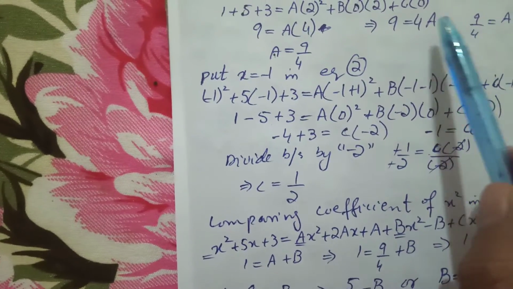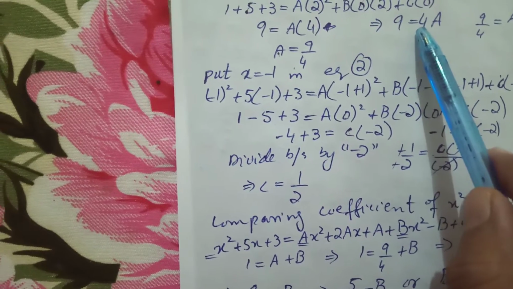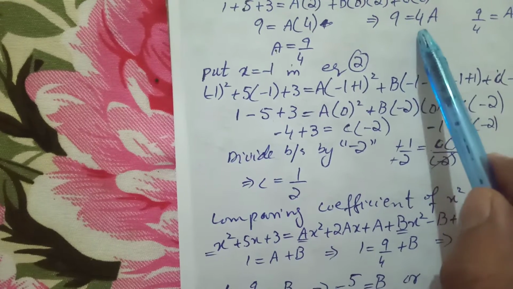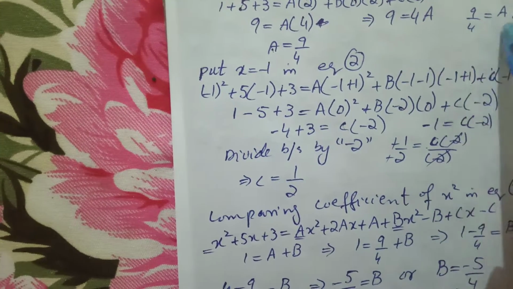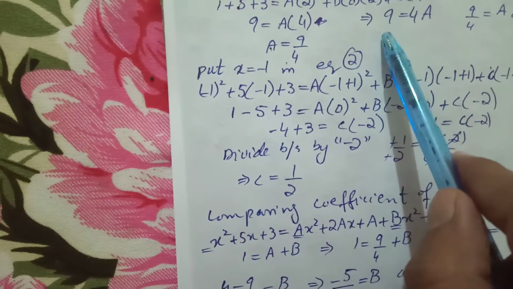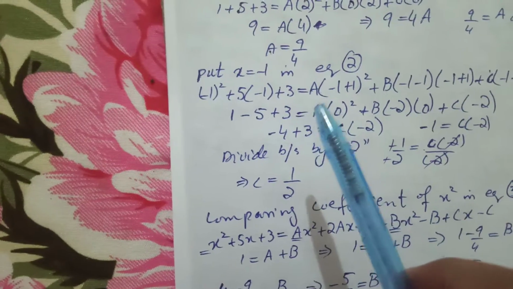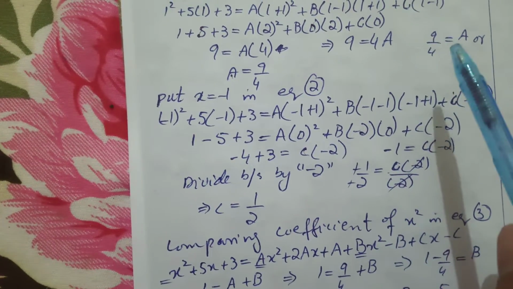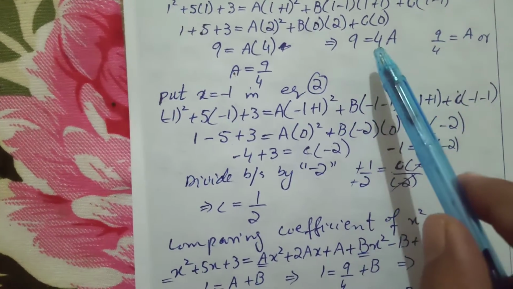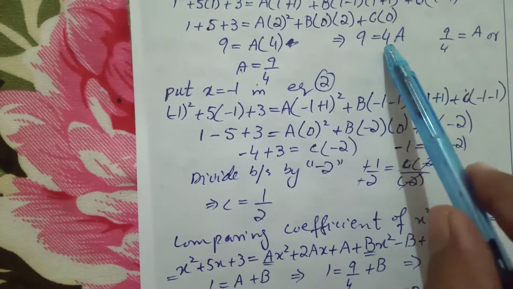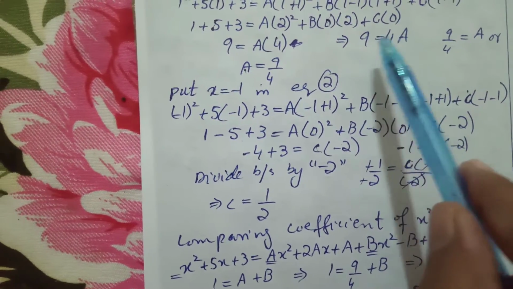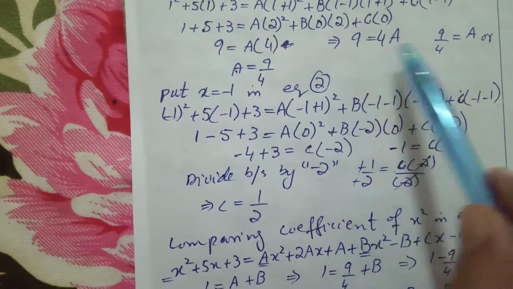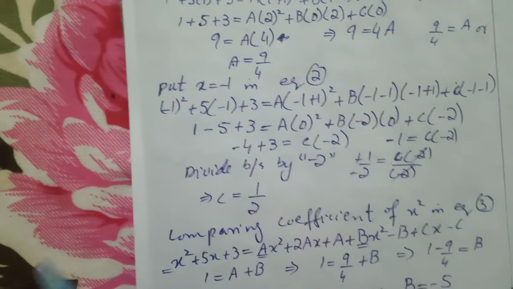Now 4 is in multiplication of this. We can divide 4 on both sides, so it will become a. Similarly when we divide on left hand side, it will be 9 by 4. Or simply you know the method that if you find the value of a, 4 is in multiplication, so other side it will move, so it will be 9 by 4 equal to a, or a equal to 9 by 4.